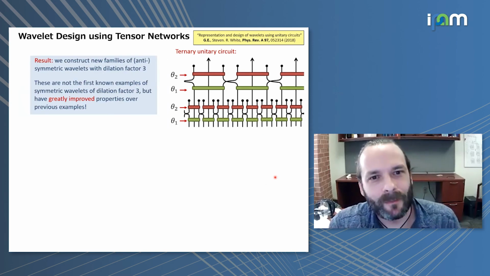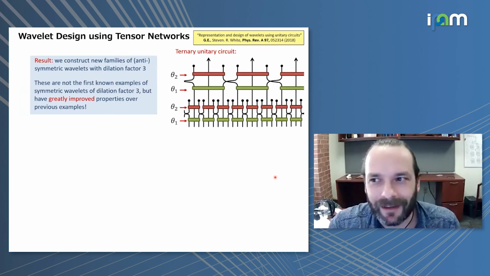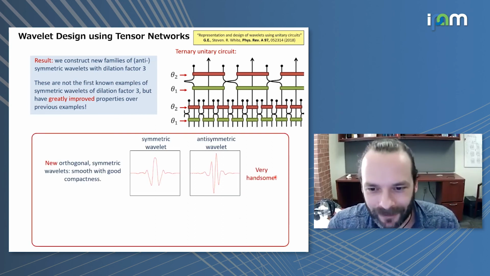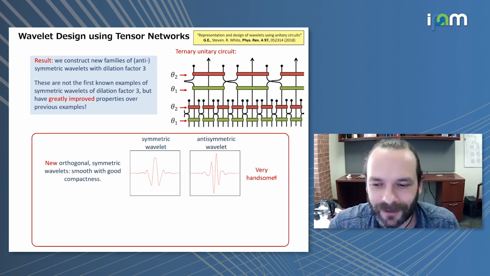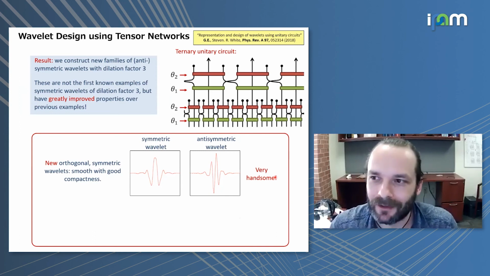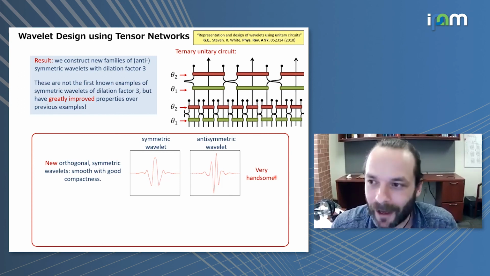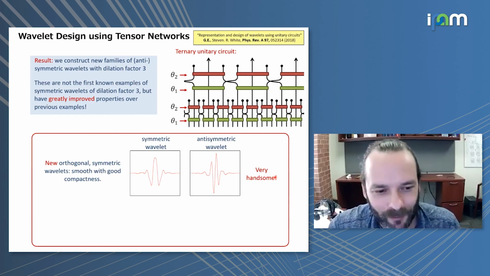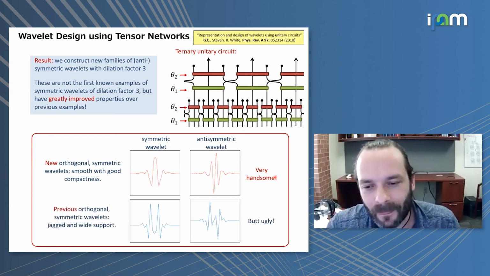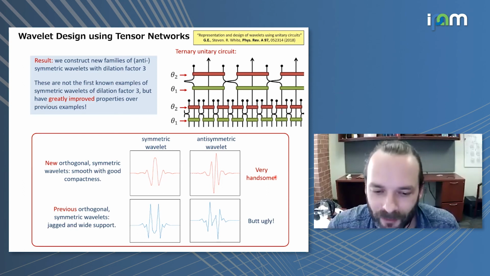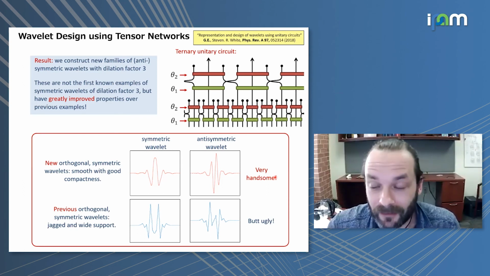Okay, so we used our standard tensor network methods, and we came up with some new wavelets. So here they are in the large scale limit. They look very nice, very smooth, very compact. If you've seen wavelets before, as compared to other attempts to build wavelets with the same symmetries, ours are much nicer.